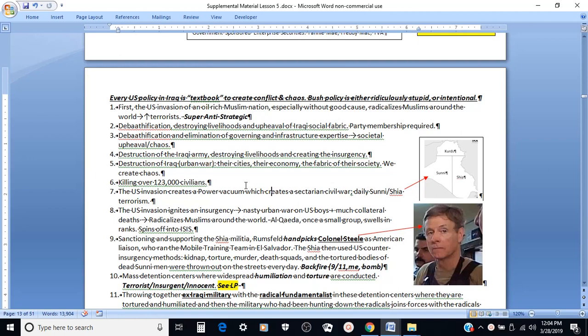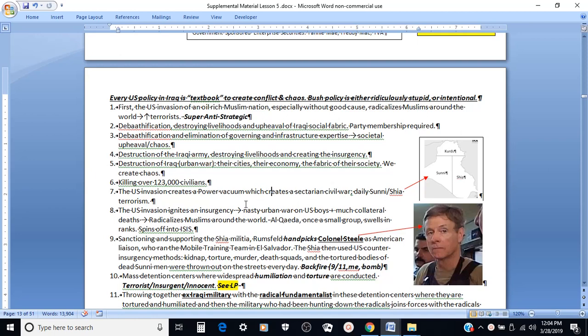The U.S. invasion creates a power vacuum, which creates a sectarian civil war. So this was obvious and expected, predictable, that if you take down the central government, well, you have three main groups in there. They all hate each other: Kurds, Sunnis, and Shia. Kurds are a branch of Sunni, but they're a little bit different, right? And they're going to go at it against each other, right? And then you had daily Sunni-Shia terrorism, suicide vests, right, blowing each other up daily.